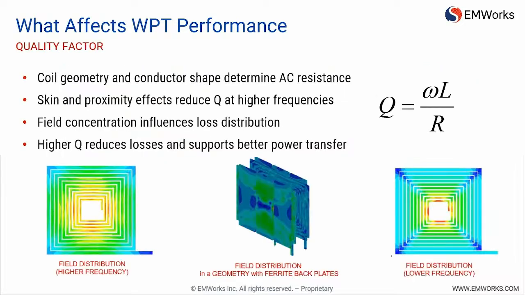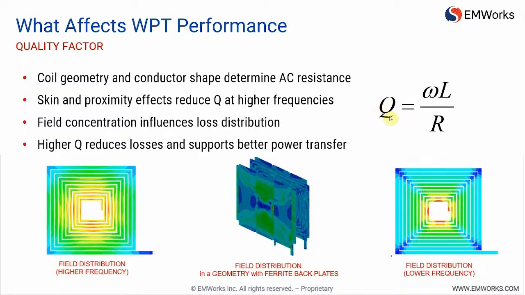In wireless power transfer, or WPT systems, achieving high efficiency depends mainly on two factors: coupling coefficient and the quality factor. The coupling coefficient is determined by the coil geometry and the distance between the transmitter and receiver. As the distance increases, as we showed in the previous slides, the coupling coefficient naturally decreases.